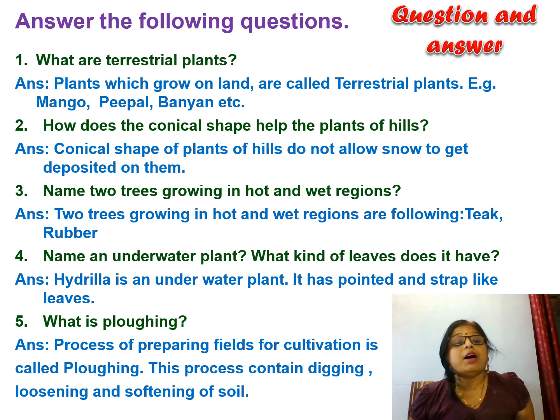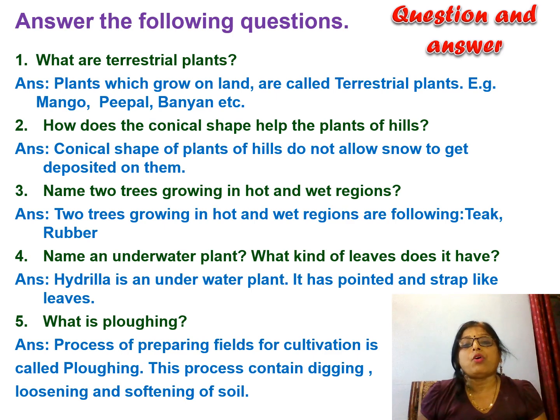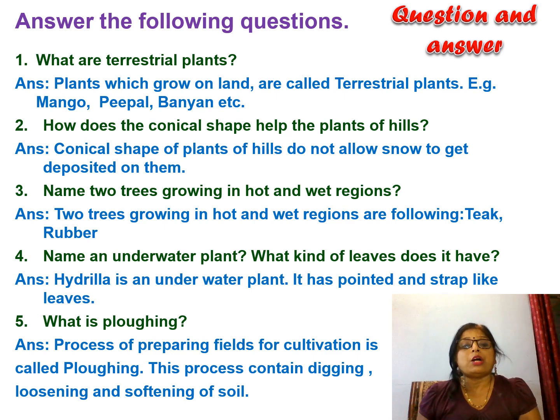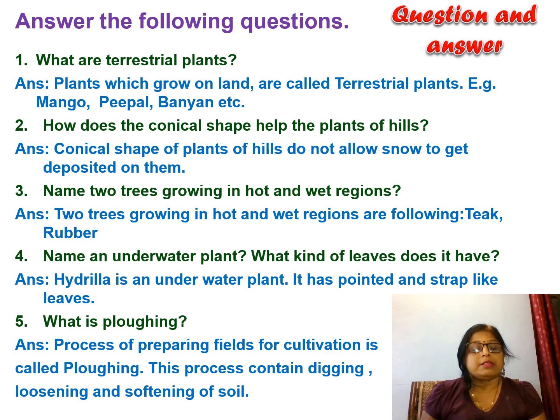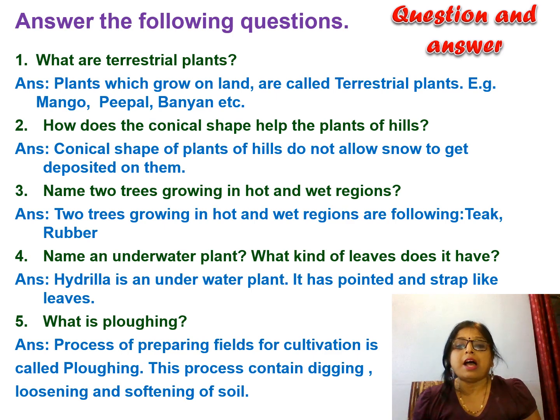First question was, what are terrestrial plants? The answer is, plants which grow on land are called terrestrial plants. Example, mango, peepal, banyan, etc. Next question was, how does the conical shape help the plants of hills? Conical shape of plants of hills does not allow snow to get deposited on them. Third one, name two trees growing in hot and wet regions. Two trees growing in hot and wet regions are teak, rubber.